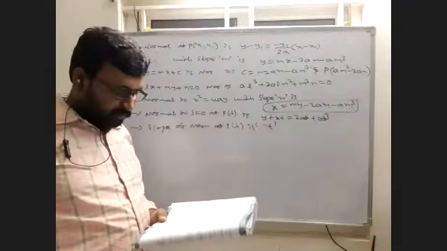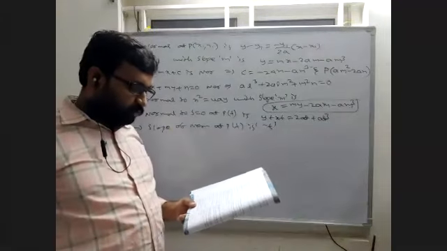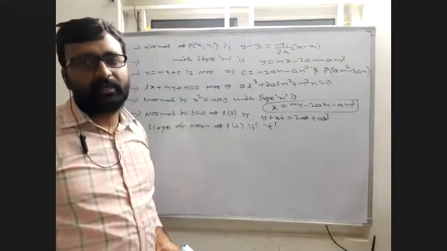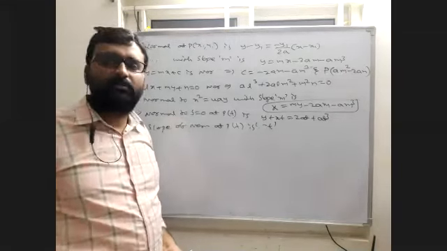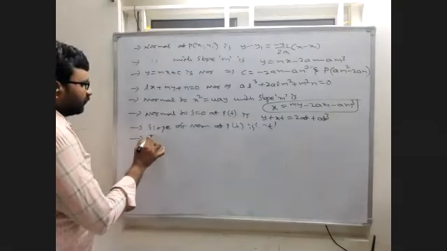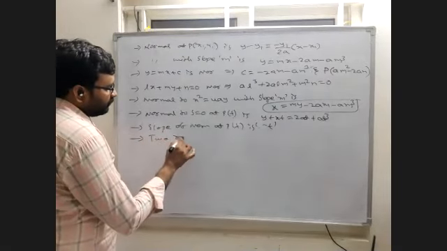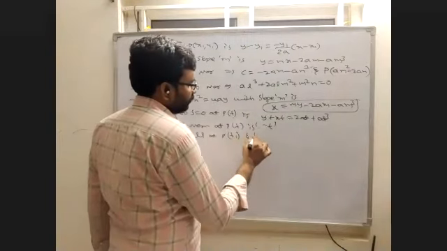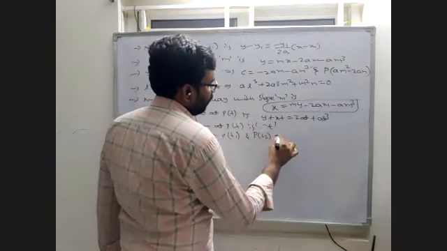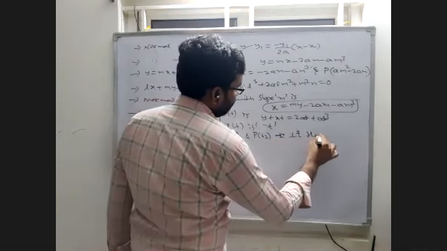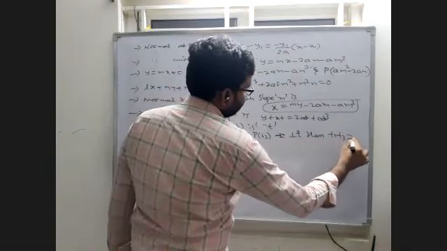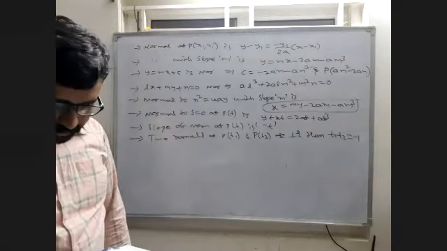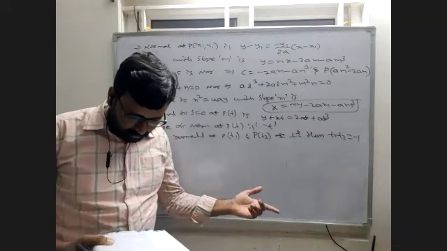Next, if two normals at t1, t2 on the parabola are mutually perpendicular, t1 t2 equal to minus 1, already we know. Two normals at t1 and t2 are perpendicular, then t1 t2 equal to minus 1. This we already know.